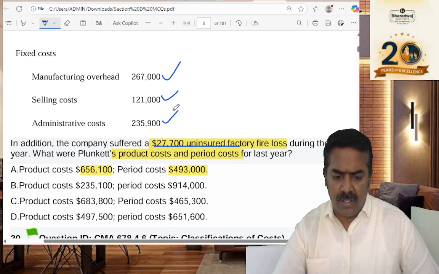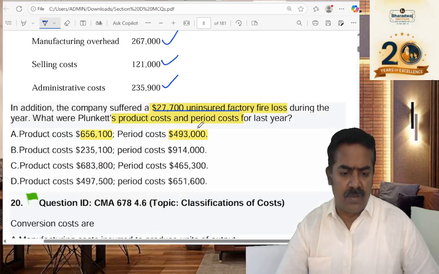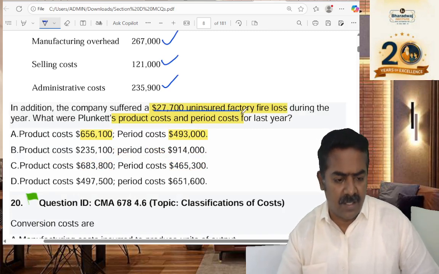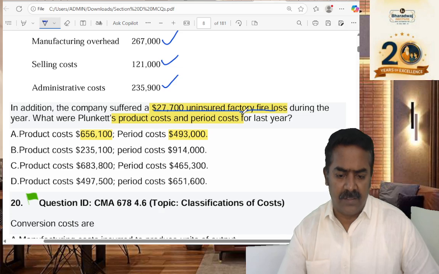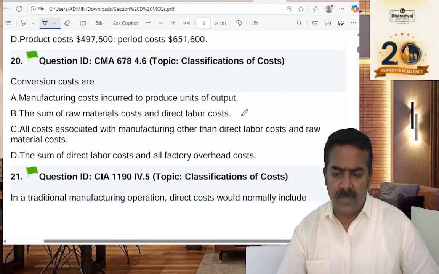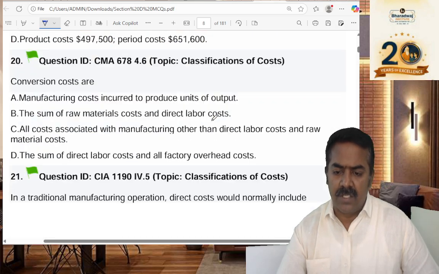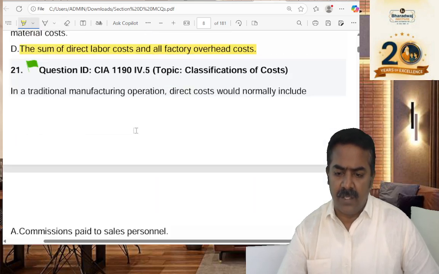235,900, 121, and this 27,700 also will be charged in which one? P&L account. It's a loss. It's not an insurance. It's a loss. Conversion. Next, conversion costs are labor plus factory overheads. Labor plus which one? Factory overheads.